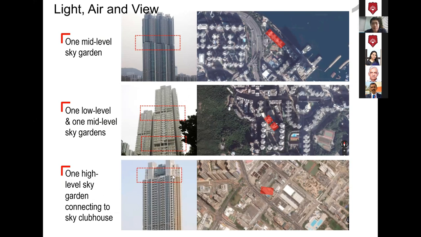So three buildings here. One is the Sky Garden just adjoining or in front of the harbor front, so they have one middle level Sky Garden. And for another one in the center of the urban district, they have a separate Sky Garden to facilitate the neighborhood activities. And for another one in the old district, they have the Sky Garden connecting to Sky Cup House.